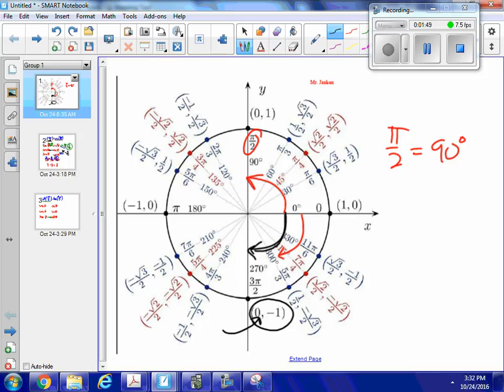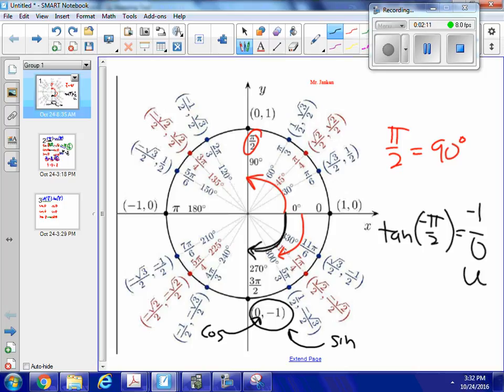And we know that the x value represents the cosine, and the y value represents the sine. So the tangent of a negative pi over 2 angle is sine over cosine, which would be negative 1 over 0, which is undefined. Oh, that's bad. But the cotangent of a negative pi over 2 angle is cosine theta over sine theta. It's not just the reciprocal of the tangent.